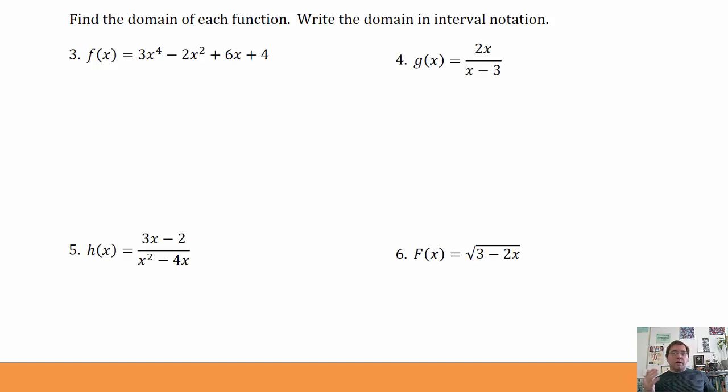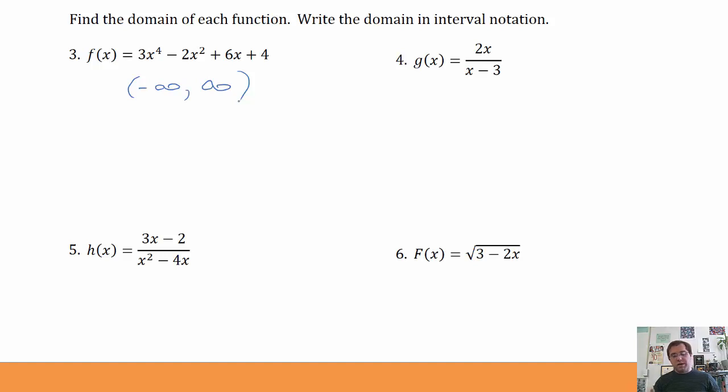Therefore, any number works. I can plug in any number for x, I can raise it to the fourth power and the second power, and I can multiply them by 3's and negative 2's and 6's and 4's and add them together. No number is going to cause a problem. So the domain is all real numbers. How do we express that in interval notation? Well, the smallest thing we'll take is negative infinity. And the largest thing we'll take is infinity. So we write it in interval notation like that. Anything from negative infinity to infinity. And again, we always use parentheses on infinity.